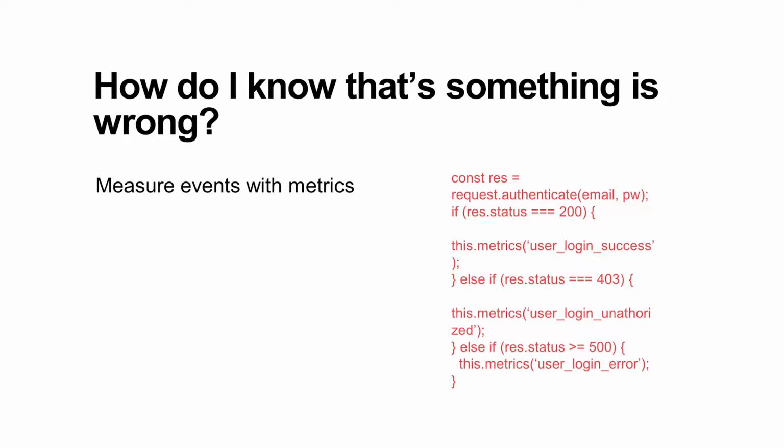The third thing is to use metrics. In this case, we're detecting the login: whether it's successful, whether it failed, or whether we have a backend error when a person is logging in. These are one example of metrics, but you're going to use metrics for a lot of other things also.